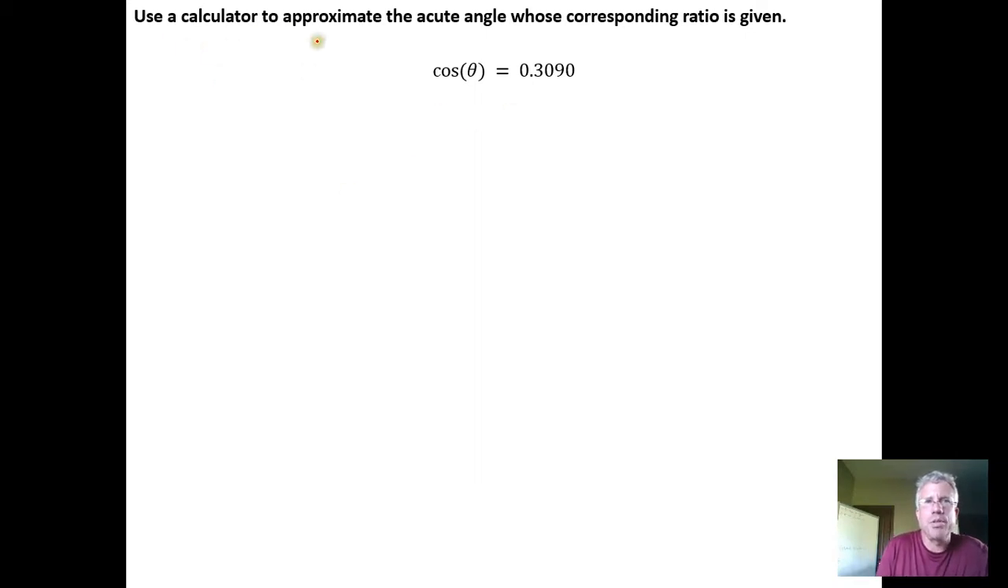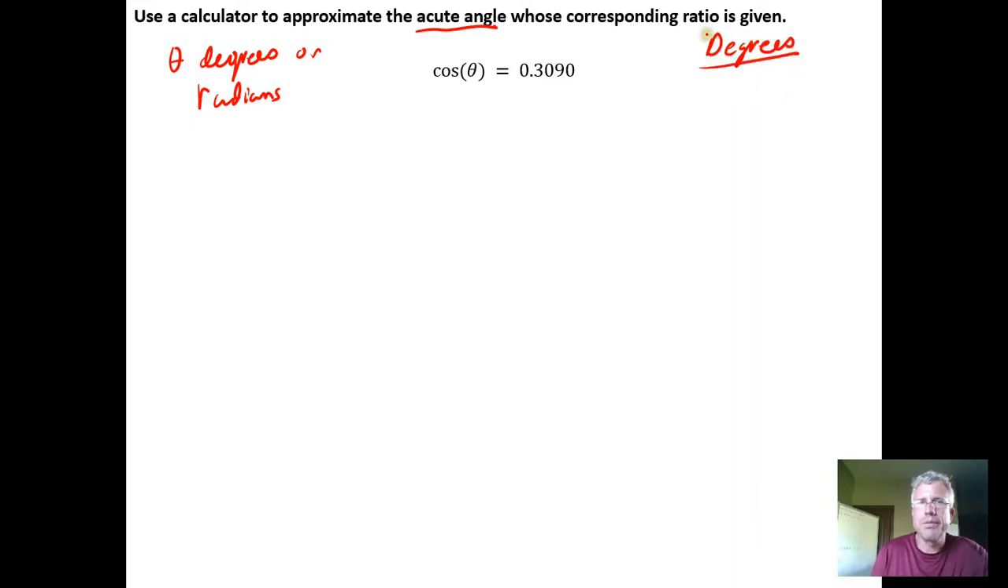Use the calculator to approximate the acute angle whose corresponding ratio is given. And so we need to decide, do we want theta in degrees, or do we want theta in radians? What measure do we want for our angle, degrees or radians? So let's decide that we want to get the angle in degrees.